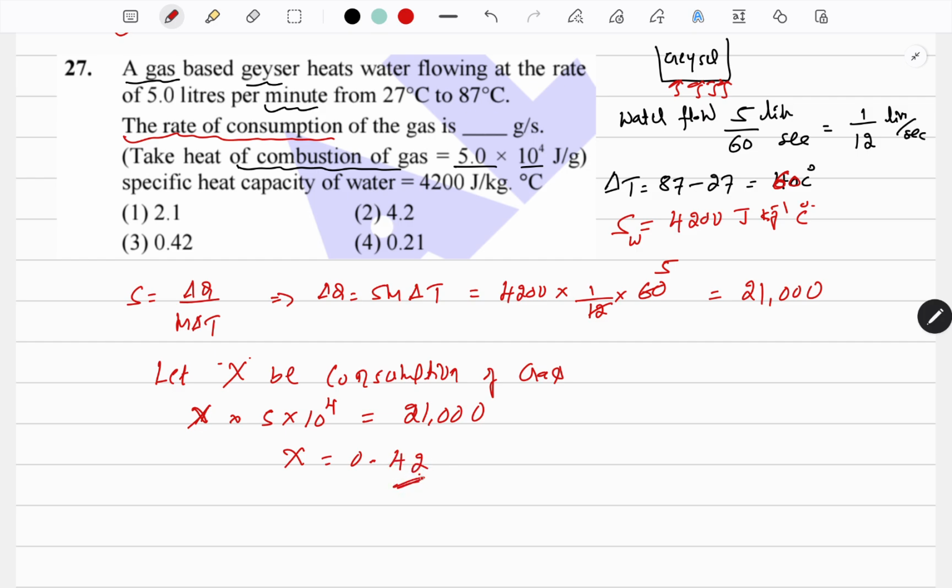This is the answer for this question. That is option 3, the right answer.